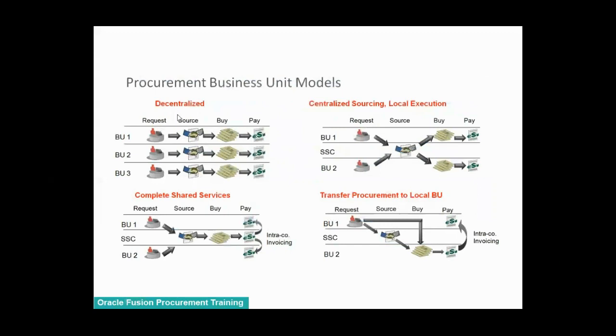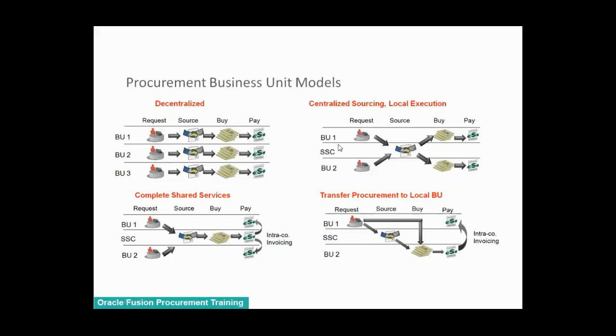And suppose here if you look at here, decentralized procurement. As of now, this is how most of the functions happen in EBS. Requisition is happening in only one operating unit. The same operating unit we are sourcing under, we are buying under, and we are paying under. This is what happened in EBS.